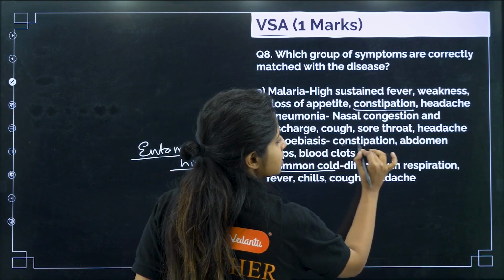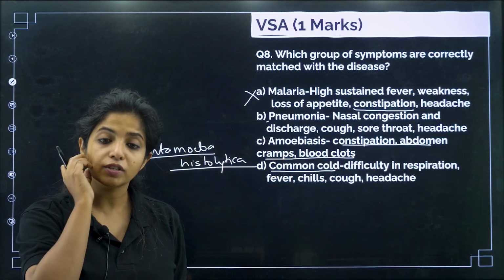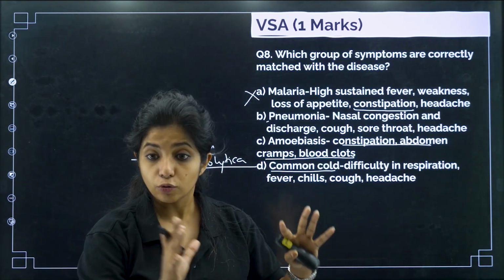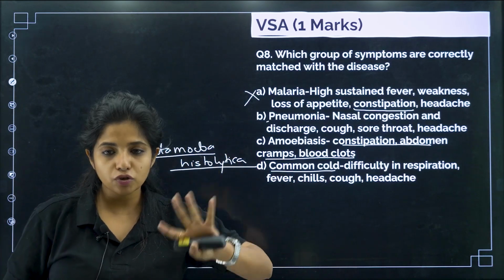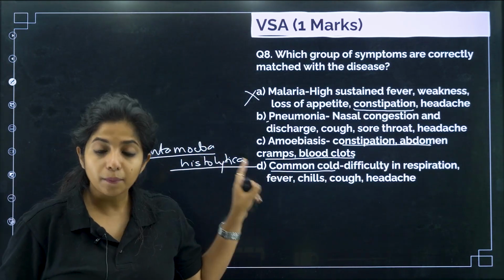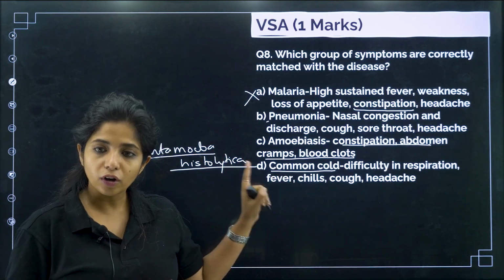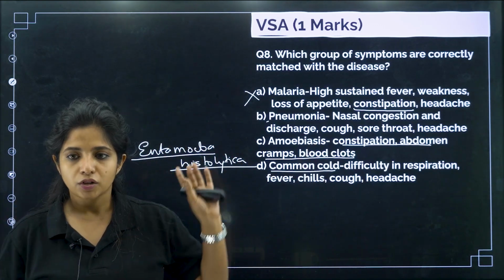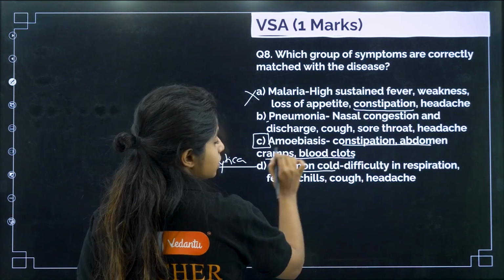So amoebiasis causes constipation, abdominal cramps, blood clots. Yes, amoebiasis, always remember, usually people may have dysentery, loose motion. What's the difference between loose motion and dysentery? In loose motion there is no blood. In dysentery there will be blood also along with the stool. So basically amoebiasis is also known as amoebic dysentery. Over here you always have to remember there will be blood loss and things like that happening through the dysentery. So constipation, abdominal cramps, blood clots, it's happening, and this is the correct answer. This is the correct match.